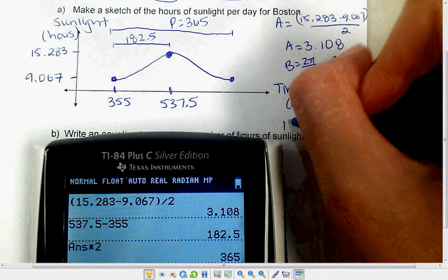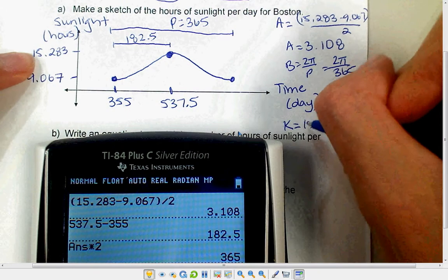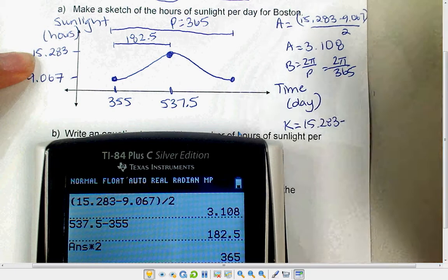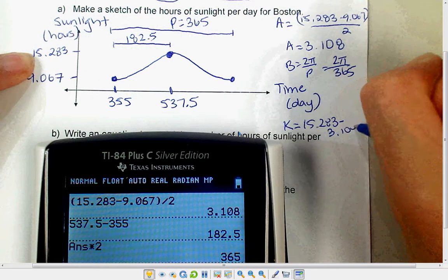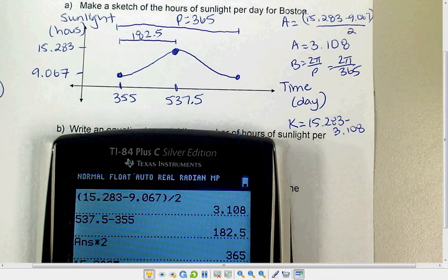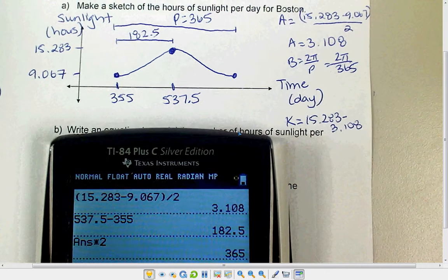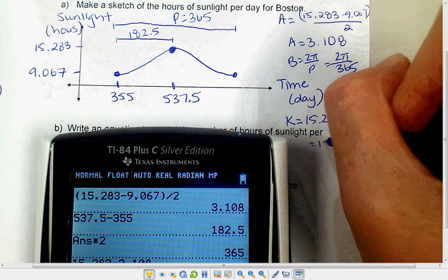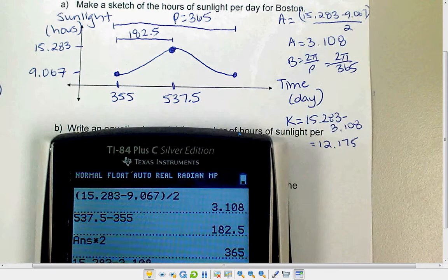Now to find our k, k is max, 15.283, minus our amplitude, which is 3.108. And that gives us a value of 12.175.